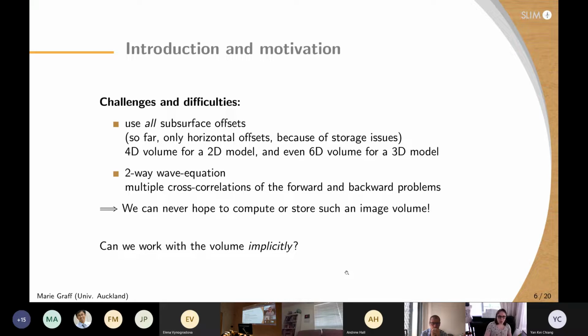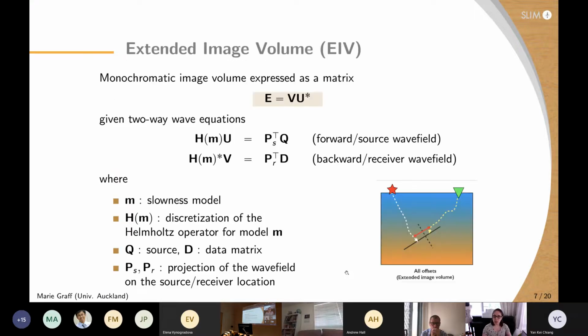But what we try to do is to have all this information, but implicitly. Implicitly means that I just want to express this image volume as a matrix vector product. So just do matrix vector products. Sorry. So here, for instance, if I call E my extended image volume, I can rewrite it mathematically as the cross correlation being the multiplication of the matrix containing all the backward wave fields times the matrix that contains all the forward wave fields transposed and conjugated.